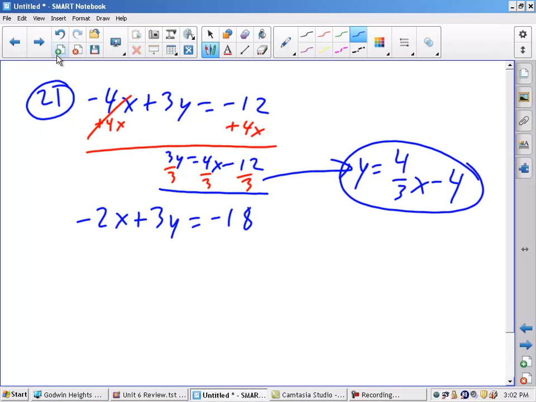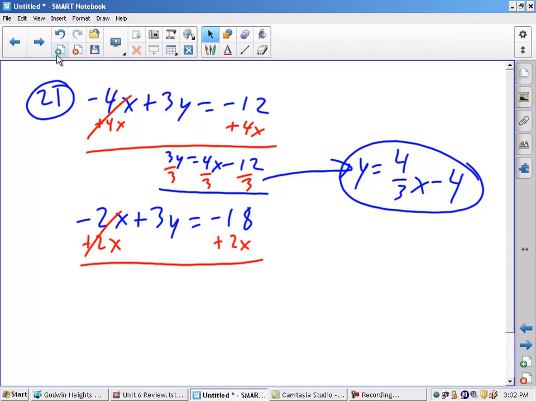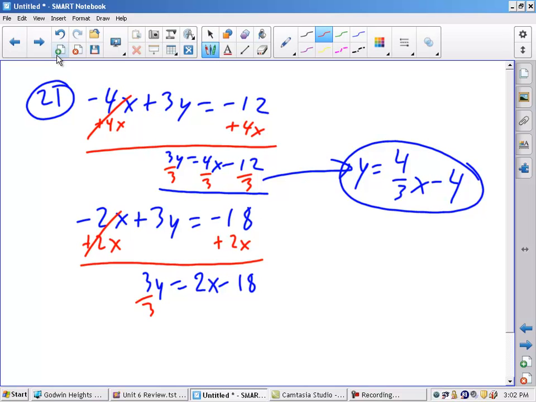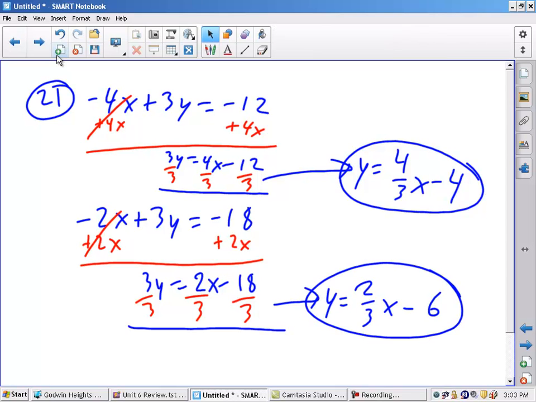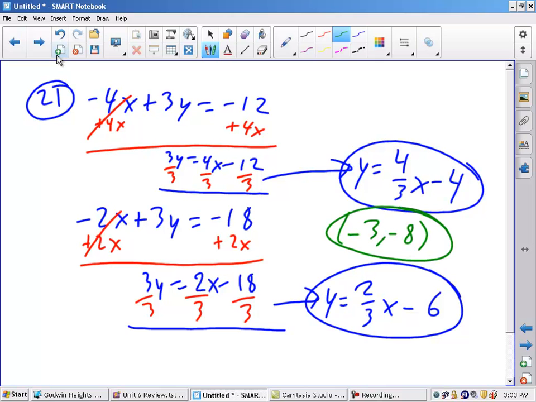You can graph that. And then for the next one, I'm going to do the same kind of process. I'm moving my 2x over. And I get 3y equals 2x minus 18. And then I divide everything by 3. And then I get y equals 2/3 x minus 6. And that's your equation for that. And then you would graph them and find exactly where they cross. And they happen to cross at negative 3, negative 8, if you graph them appropriately.